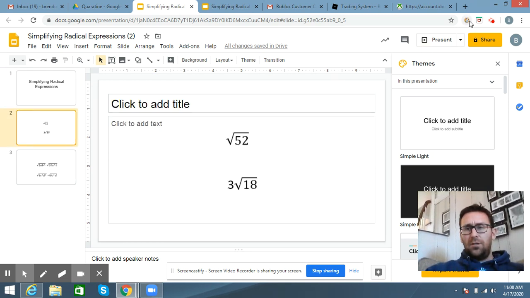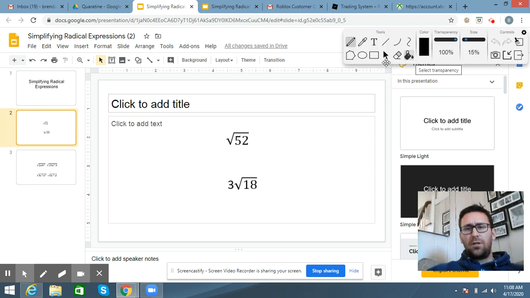So square root of 52. You cannot take the square root of 52, so you've got to figure out what times what is 52. One of them has to be a perfect square, okay? I know 4 is a perfect square, so I can multiply 4 times 13. That gives me 52. The square root of 4 is 2. So that's 2 radical 13.